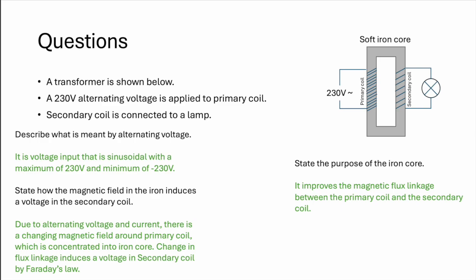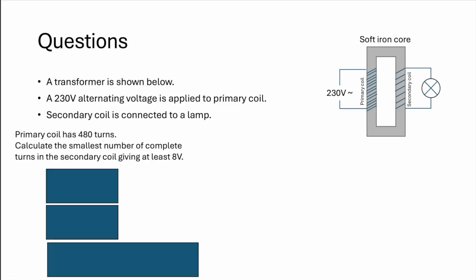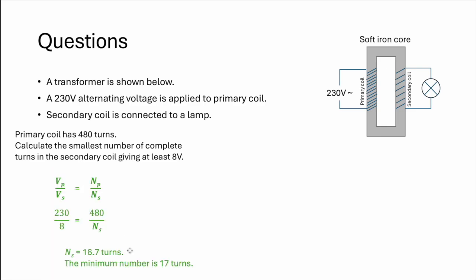So it's stated that there are 480 turns on the primary coil. So what's the smallest number of turns to give at least 8 volt in the secondary coil? So this is what you want, right? So throw in the formula, put in all the values, you will get this number. So the minimum number to hit at least 8 volt will be a rounded-up number at 17.